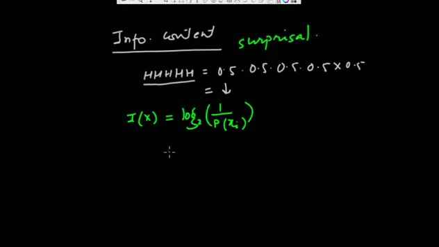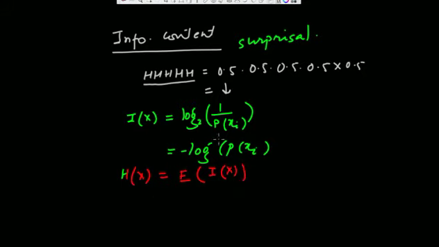So this is the typical equation. Of course this can be written as minus log p(xi). So that's the information content. Now, as I said in the previous slide, Shannon's entropy given by H(x) is actually the expected value, the weighted average, of information content.